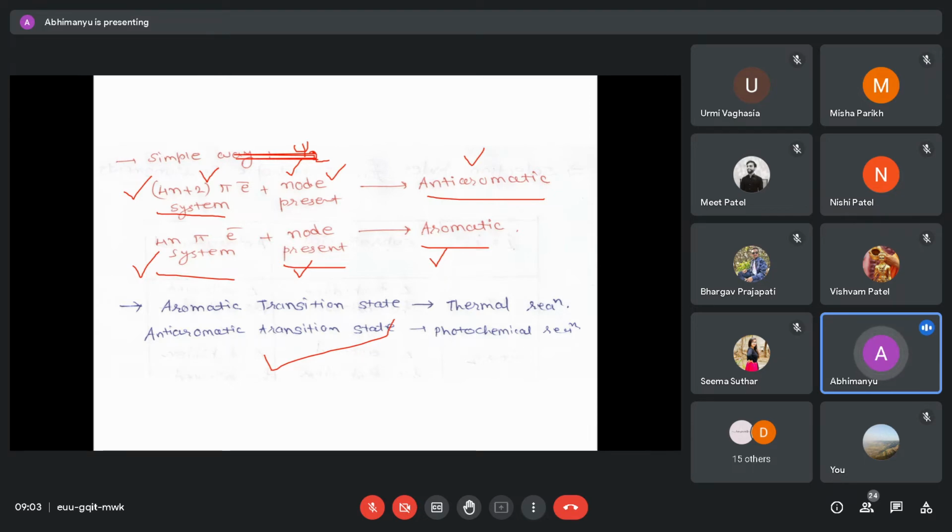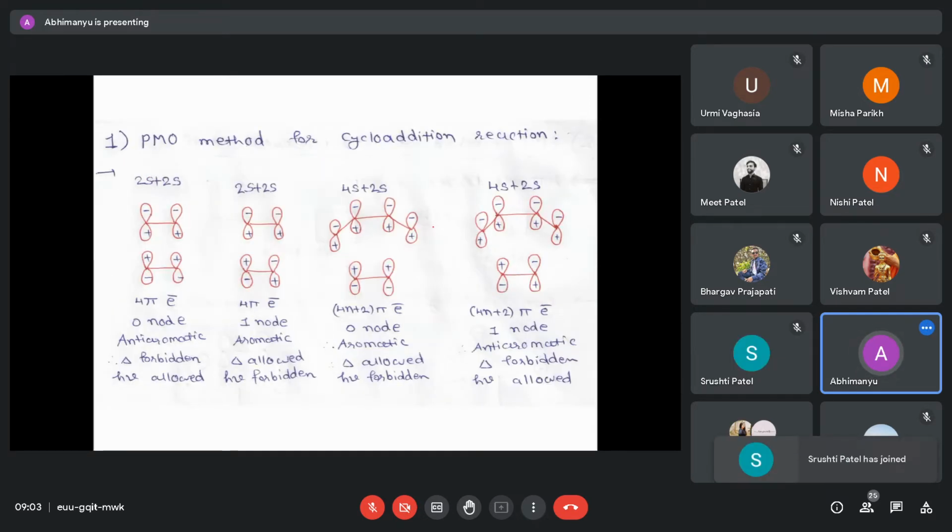Let us learn the same thing with a few examples. Here you can see that 2s plus 2s, first system 4 pi electron system, plus plus conjugation possible, yes, plus plus, yes, connection is possible. So it is the 4 pi electron system. How many nodes are there? So zero node. System is anti-aromatic. Anti-aromatic. So we can say that thermally forbidden and photochemically allowed.